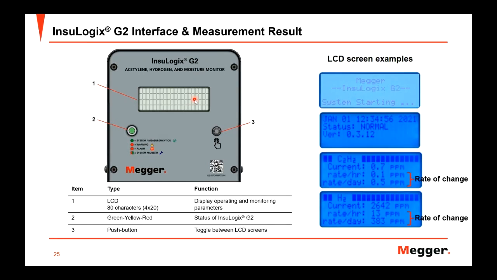So let's look into our interface here. This is the interface of the logic. We have the simple screen. The blue screen here can show you the testing result, like the right hand side of this slide. It can show the version, measurement value, and very important, it can show the increasing rate or the rate of change that really matters to your monitoring. This is the acetylene, this is the hydrogen, and we also have the moisture, of course.